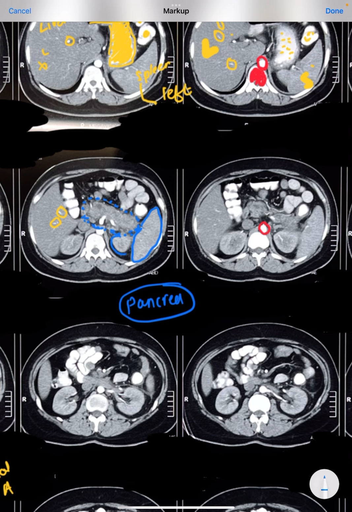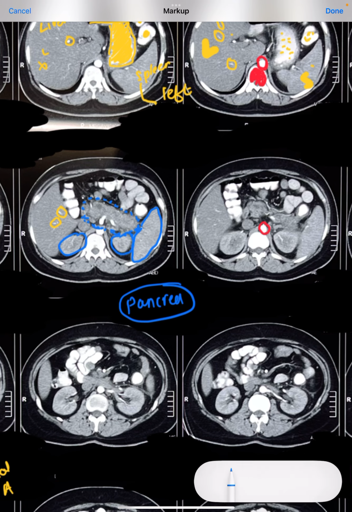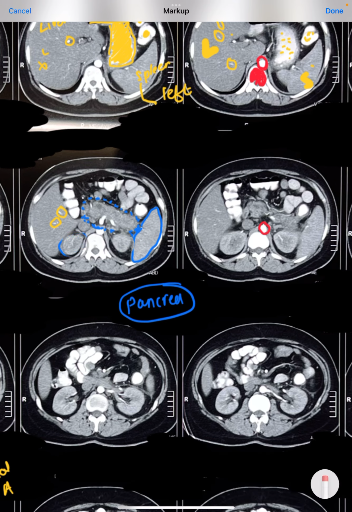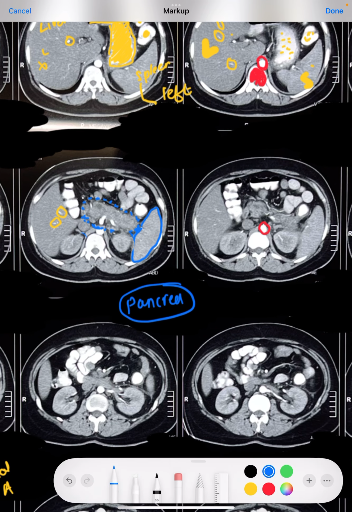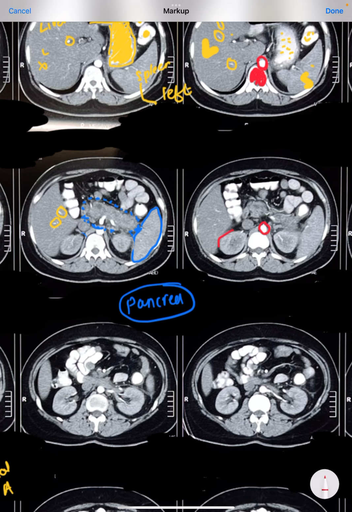This is the kidney, this is the kidney. These kidneys you can trace in all the images. You can trace this here. This is kidney, this is kidney. So this is the spleen, and this is the pancreas because it is touching the spleen.